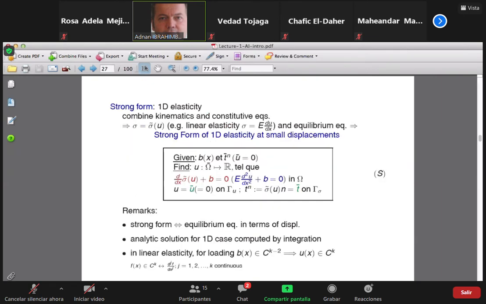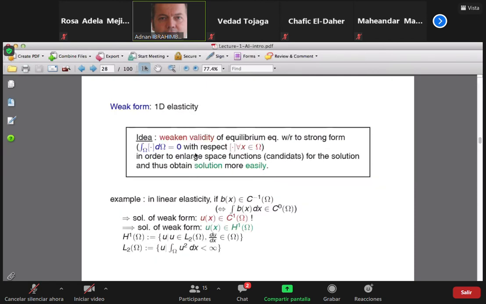In other words, instead of saying that equilibrium is such that at every point x, the second derivative of the displacement field times E plus B is equal to 0, we say, no, we're going to be happy just if we integrate this over the whole domain, which is the length from 0 to L. And then we hope that the integral, that means the sum of all these stresses acting on the bar, should be equal to the load that we apply.